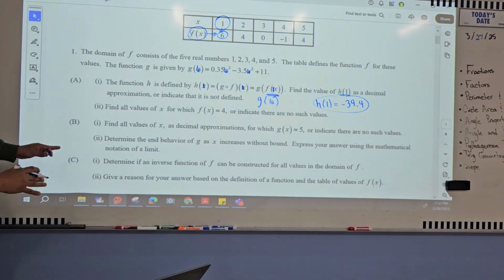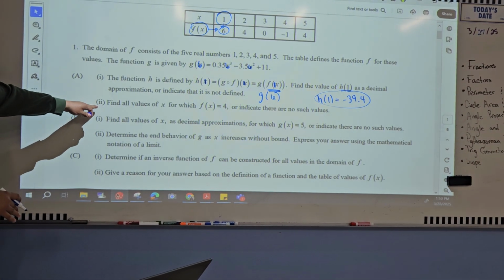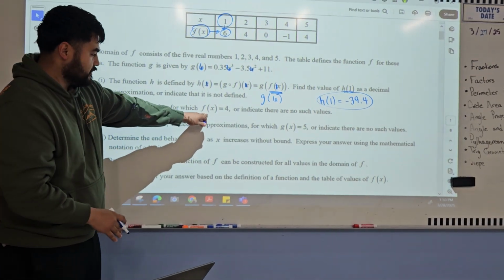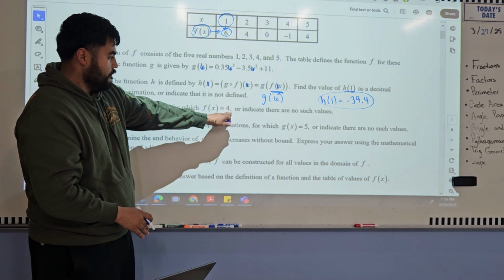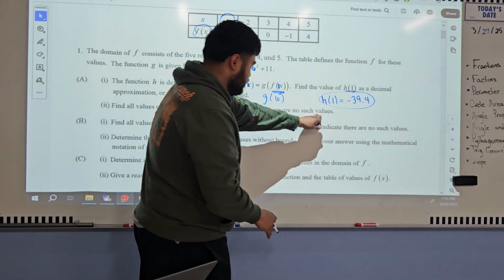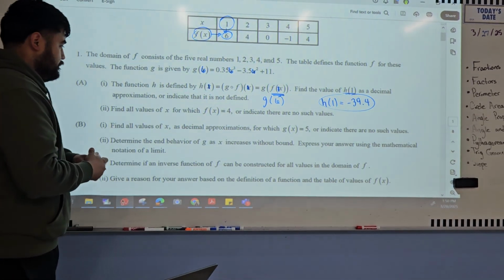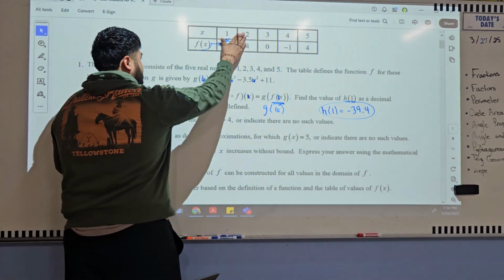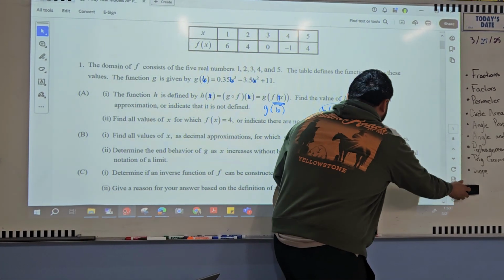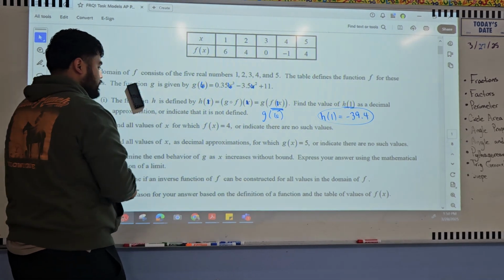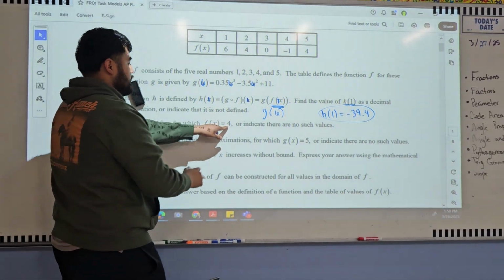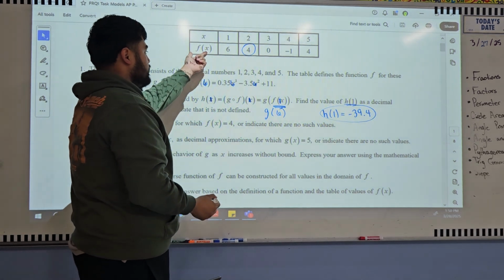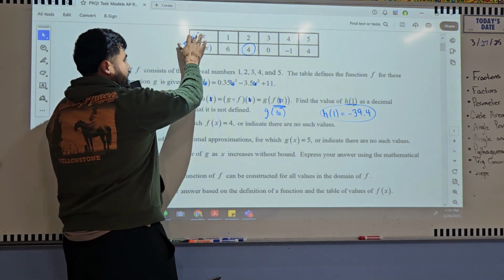Now in the second section, it says find all the values of x for which f of x, notice how now we're focused back on f of x, is equal to an output of 4, or indicate that there's no such value. Now f of x is this table, so if I can scratch this out real quick and get to this here. Focus on the output of 4. The output of 4 is the y. This is your output, and x is your input.